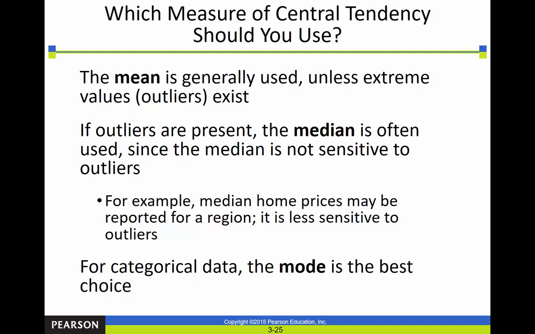So the question is, which one should I use? Is mean, median, or mode better? I'll say in real life, sometimes you use different ones depending on your needs. Mean is kind of the most common. We know what the average is, and we use that the most.